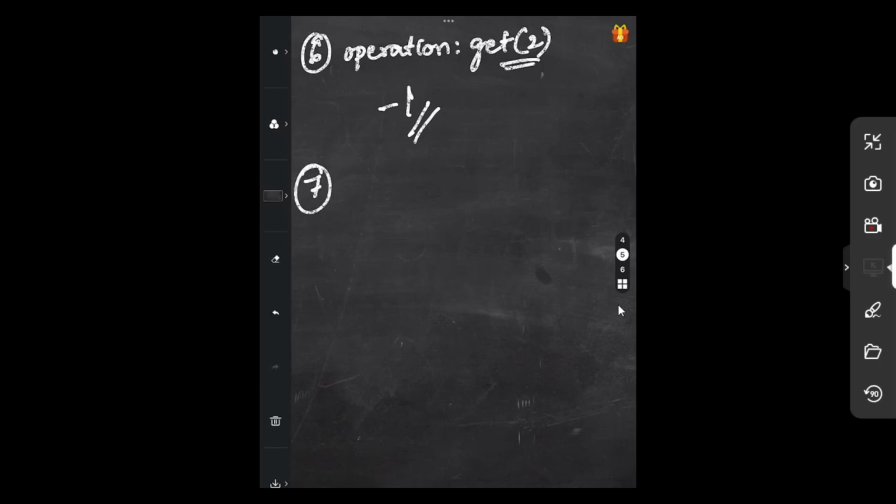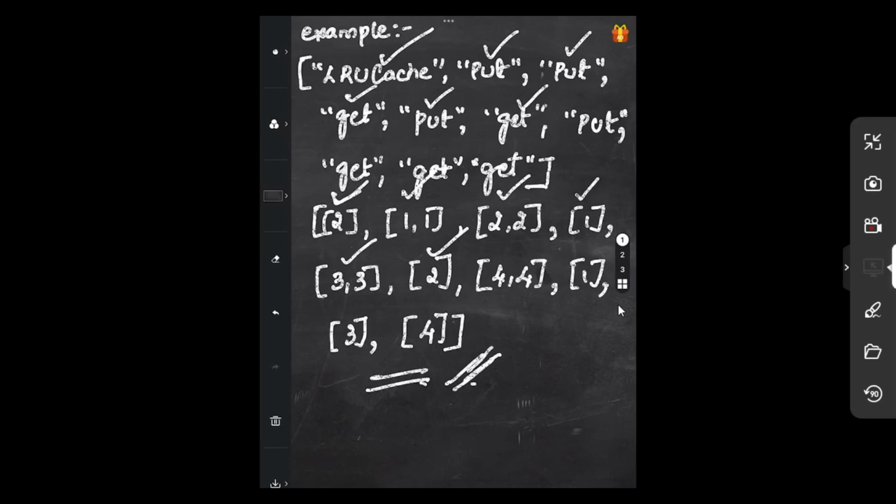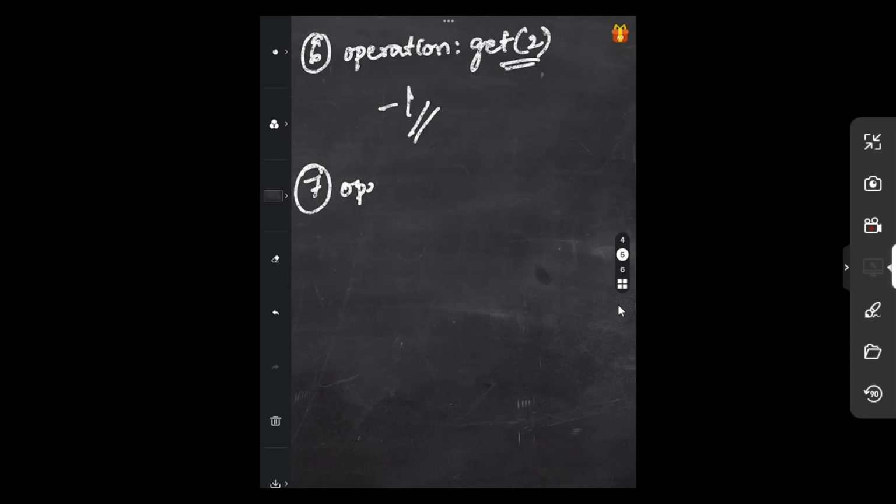So let's move on with the next step here, 7th step. In the previous step the output will be -1, as the key does not exist in the cache at all, because in the previous step it was evicted. So let's come to the next example. Next step will be put of 4 comma 4 here. Let me give you operation put of 4 comma 4 here.